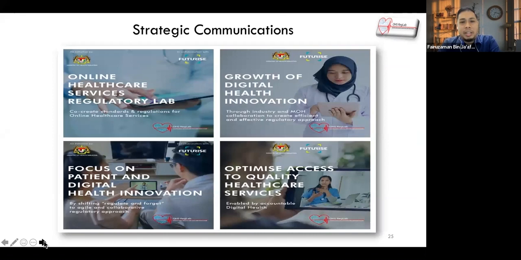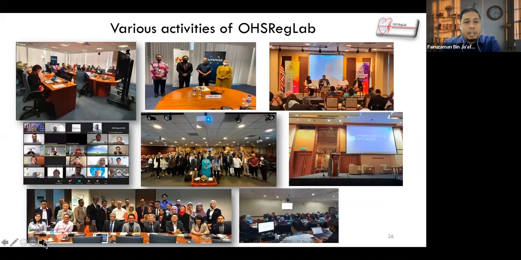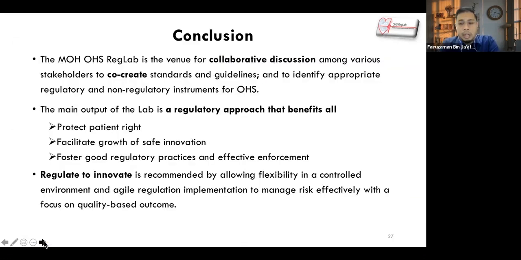These are examples of the strategic communication, the posters that we use to promote the second cohort and the first cohort to the beta platform providers. These are the various activities of the OHS RegLab. Most consist of discussions, stakeholder engagements, and industry roundtables with the platform providers. We do it at the MOH headquarters in Putrajaya, or in Futurized, or, such as the digital signature industry roundtable, at MCMC Cyberjaya. So in conclusion, the MOH OHS RegLab is a venue for collaborative discussion among various stakeholders to co-create standards and guidelines and to identify appropriate regulatory and non-regulatory instruments for OHS.